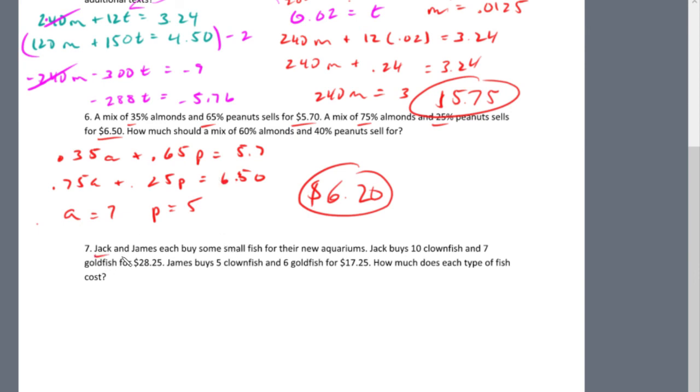All right. Jack and James, not Jack and Jill, buy some small fish, yada, yada, yada. 10 clownfish, 7 goldfish, 28, 25. Oh my gosh, here comes the sneeze again. Sneeze Wars episode 6. Return of the Sneeze. Oh man. All right. We're good. Fight that battle. 10C plus 7G equals 2825. 5C plus 6G equals 1750 or 25.